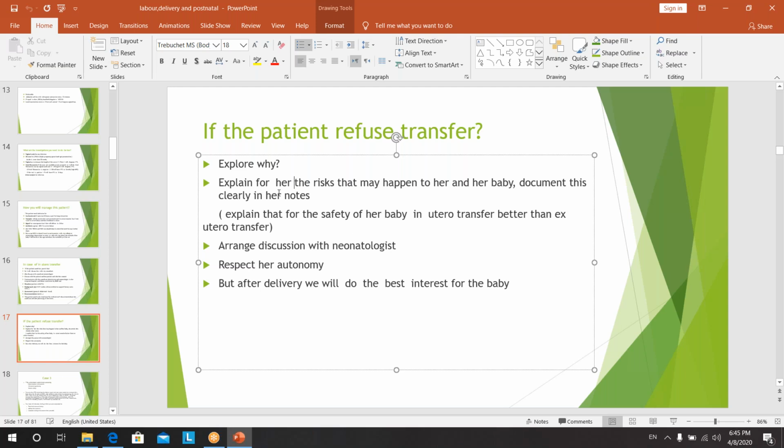But you have to explain the risk for the patient. The patient doesn't want to have a hospital delivery and wanted to have a home birth. So you have to explain the risks of the home birth in her situation. You have to explain the risk for this patient, what can be done, what can happen for her baby, and after that you will document this clearly in her notes. So you will ask why, explain the risk, and after that document.